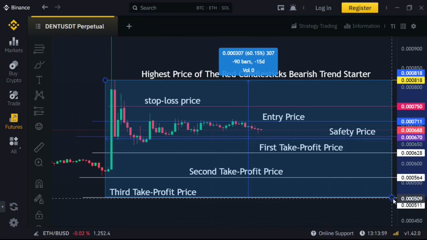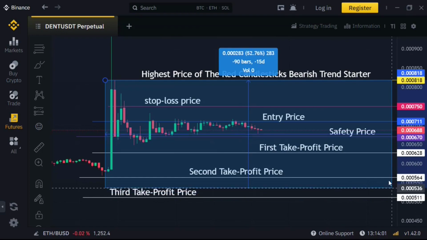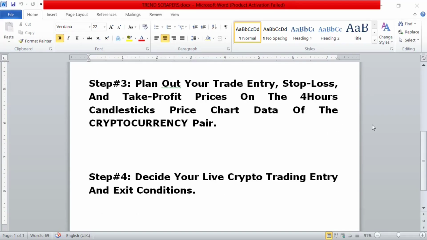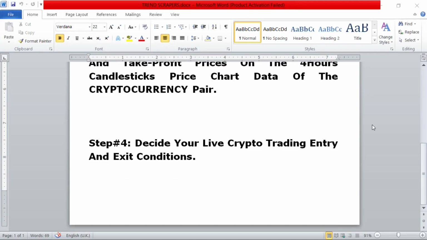Now, before you move this price data into the Binance order form of your choice, it's time for me to show you the final step of the TrendScrapers technique, which is step number 4, decide your live crypto trading entry and exit conditions. Look, traders, the price action of most cryptocurrency pairs can become very volatile and highly manipulated by the exchanges and market makers. And that's why you need to have some sort of entry conditions in place before you can jump right into executing any live crypto trading activity on the exchanges.